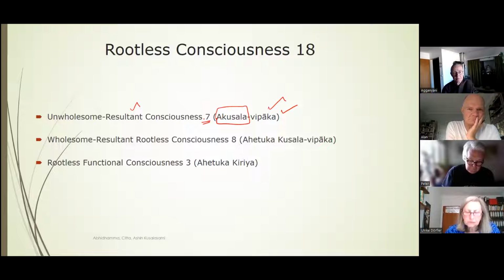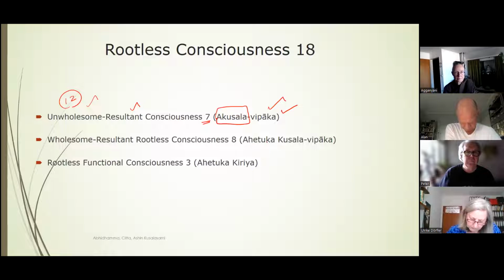Vipaka means, I would like to translate only here, resultant. So these 7 consciousness appear because of unwholesome deeds, the 12 unwholesome deeds, which we have already finished. So this is resultant consciousness because of the unwholesome consciousness. This is the first group, 7 kinds of chetas.